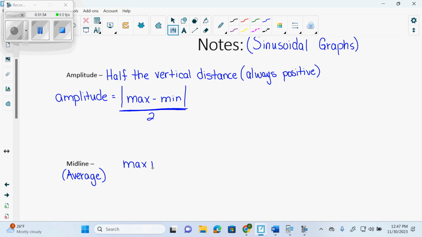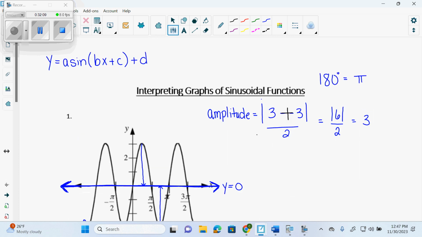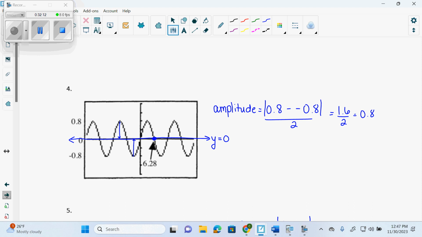And guess what? Do you think if you mix them up, they'll have the opposite there for the amplitude and midline? Do you think they'll give you the oopsies? Yeah, they will. Okay? So, it's just max plus min divided by 2. No absolute value signs, because it can be negative.